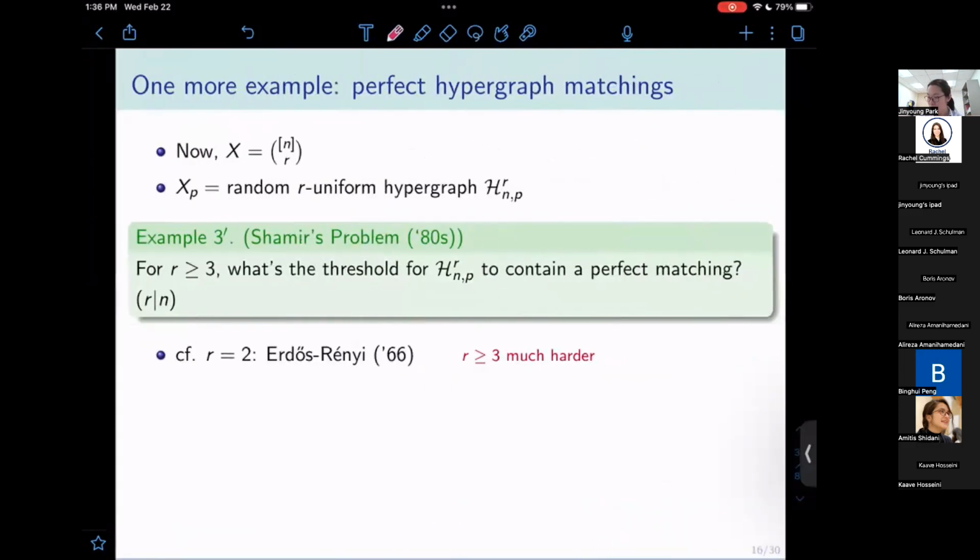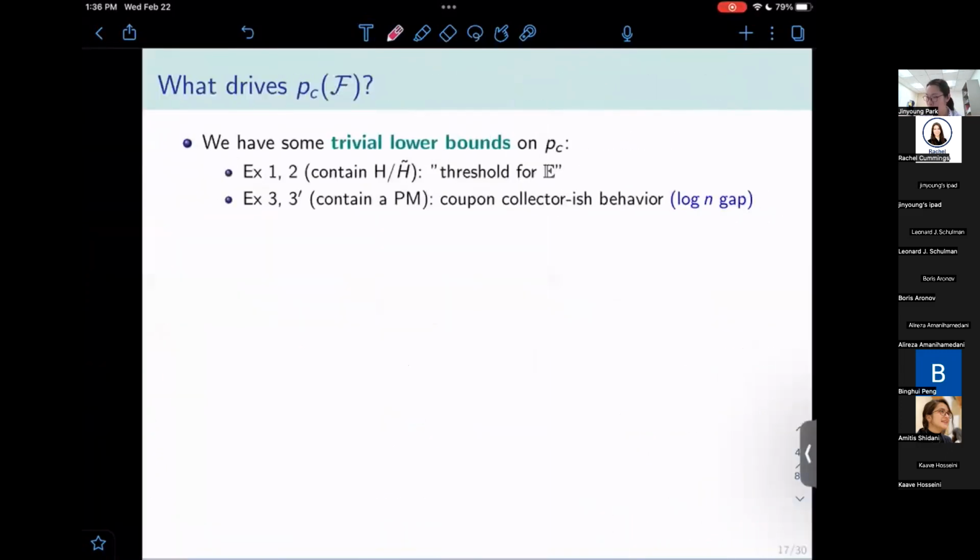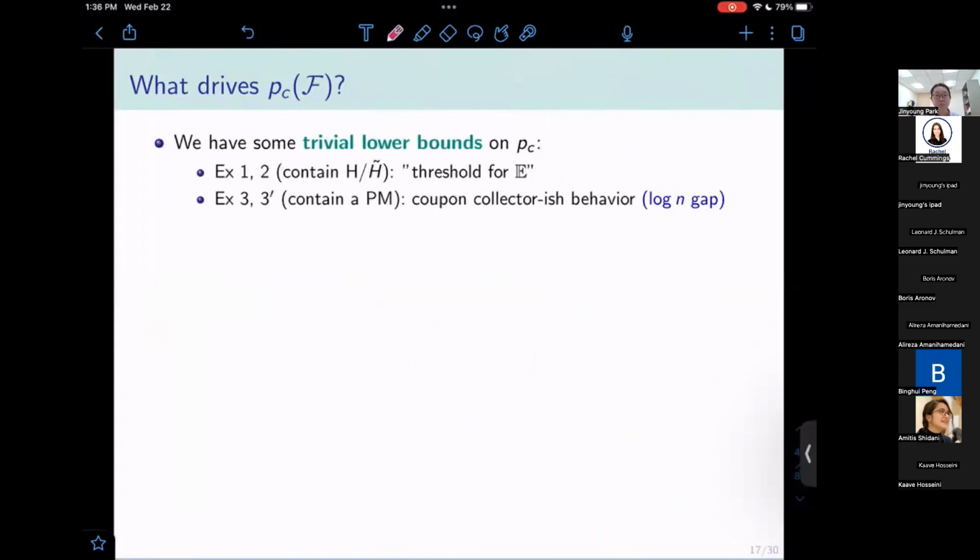So let me skip this example, but let me move on to the summary part. At the beginning, I said our fundamental question is what drives the threshold? And we have seen three examples. From the first two examples, we saw that the threshold for the expectation gives us a trivial lower bound. And in the last example about the perfect matching, we saw that the coupon-collector-ish behavior of G(n,p) pushes up the first lower bound by log n.